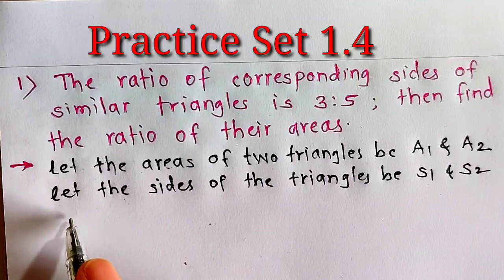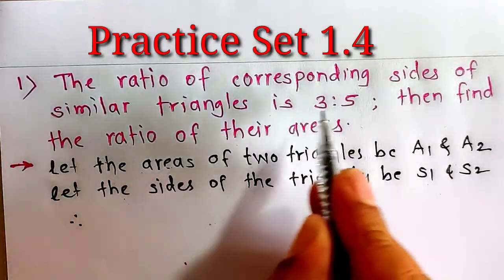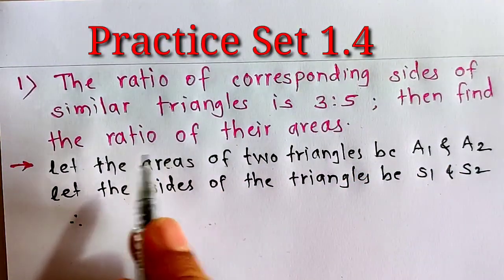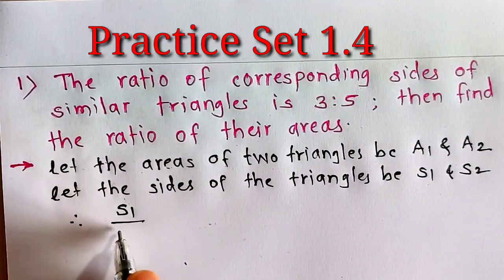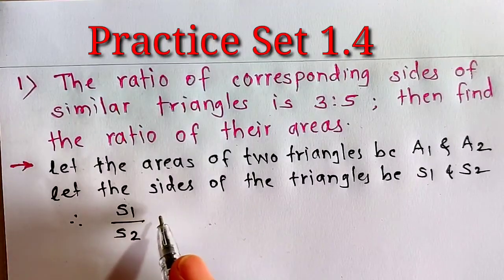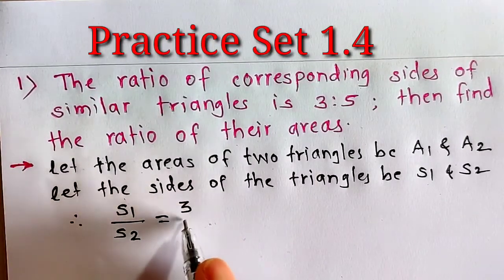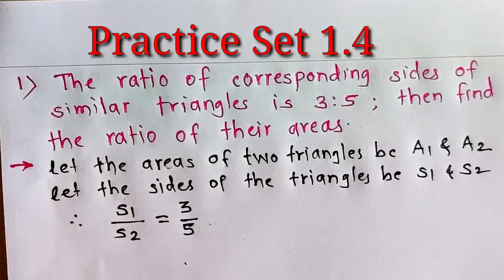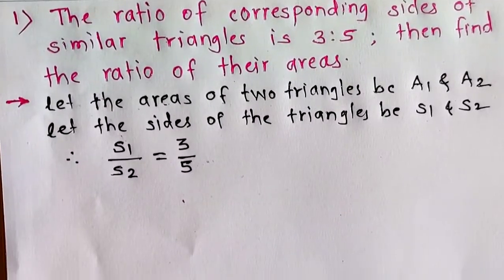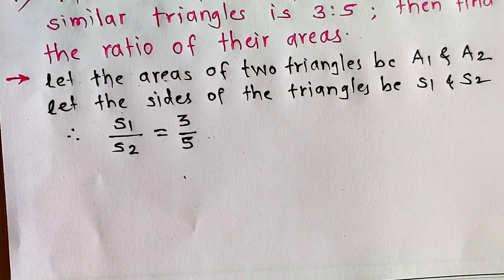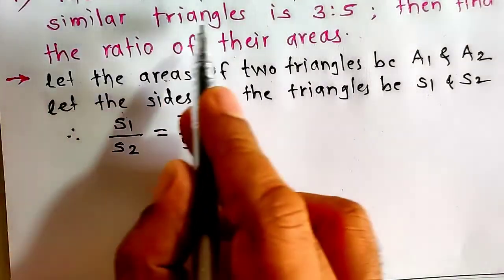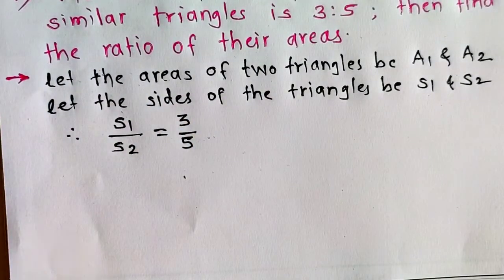Now what is given here? The ratio of the corresponding sides is 3 by 5, means S1 upon S2, that is given, is equal to 3 upon 5. Now these two triangles are similar. So here we are going to use the property of similar triangles. Here the words used are similar triangles, that means the triangles are similar. Therefore directly use the theorem.